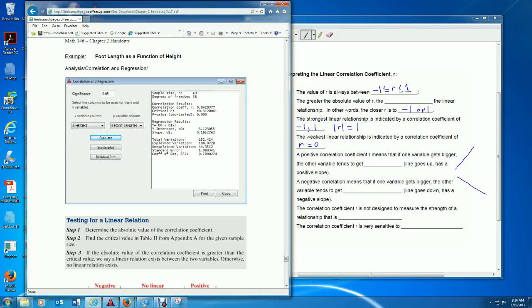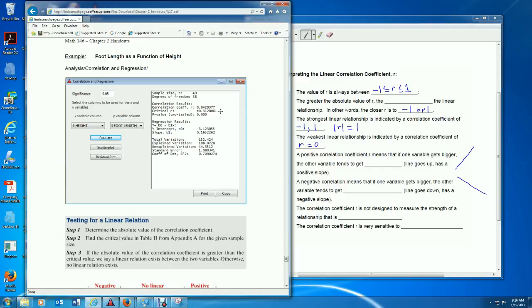So what we want to look at here is right here. You see this line? Correlation coefficient R, 0.842037. So that is the calculated value of R, and that seems to match what we thought just by looking at the plot, that it was pretty much in a straight line going up. Okay.